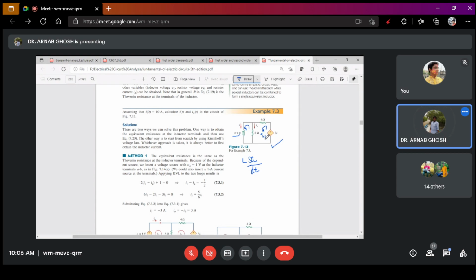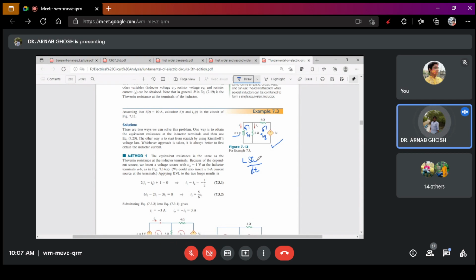Okay. So if the current here is I1, and the current here is say I2, or you can take the reverse as well. Let's say this is I1 and this is I2, as they have taken here. First thing, for any KVL loop, this is I1 and this is I2. Clear? Okay, now we are considering this is loop 1, this is loop 2.